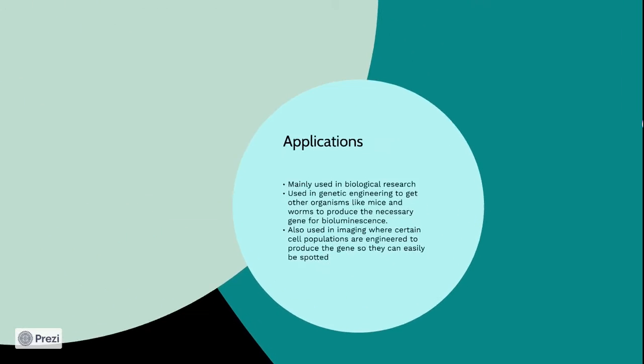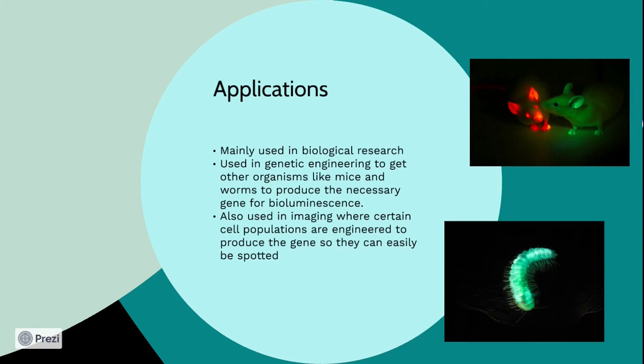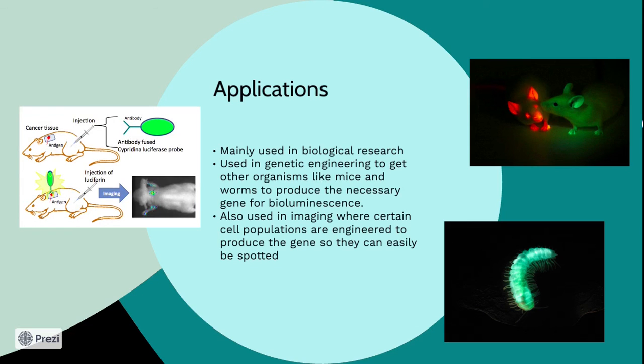Finally, luciferin has many applications, especially in biological research. It is used in genetic engineering to get other organisms like mice and worms to produce the necessary gene for bioluminescence. This you can see in the pictures on the right. This means that animals that generally would not be bioluminescent can be genetically engineered to do so. Luciferin is also used in imaging. For example, if a certain cell population is to be studied, those specific cells can be injected with luciferin to make them incredibly easy to find and image.